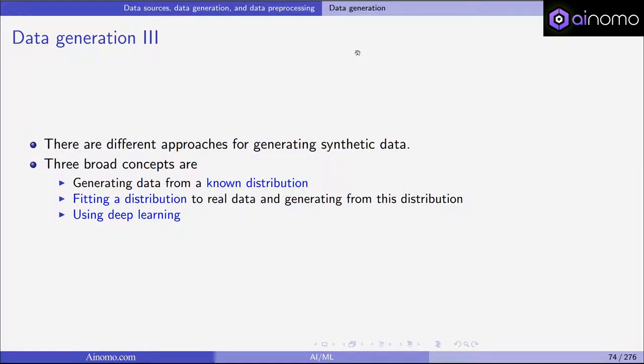How should we generate synthetic data? Now we have three broad concepts: generating data from a known distribution, fitting a distribution to real data and then simulating from that distribution, and using deep learning.